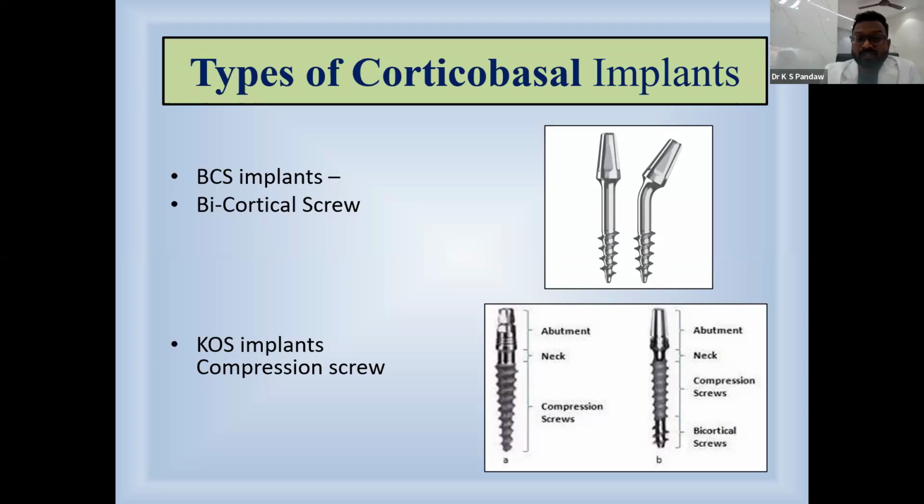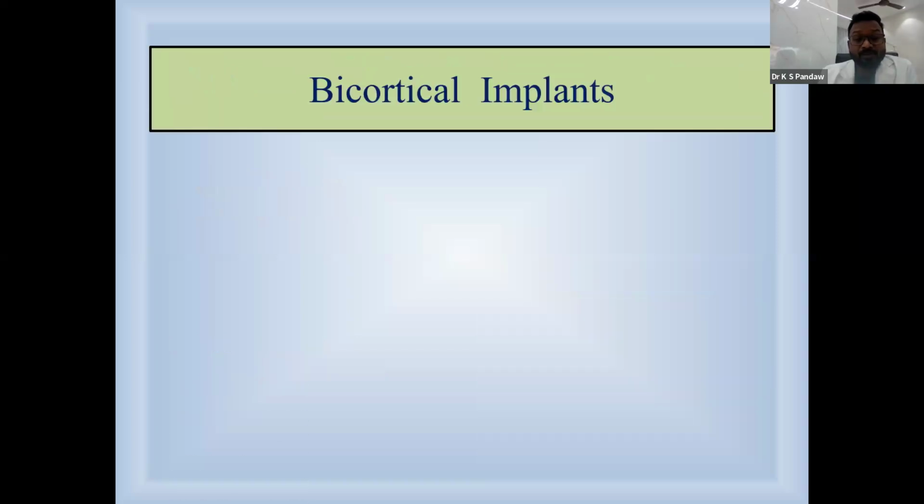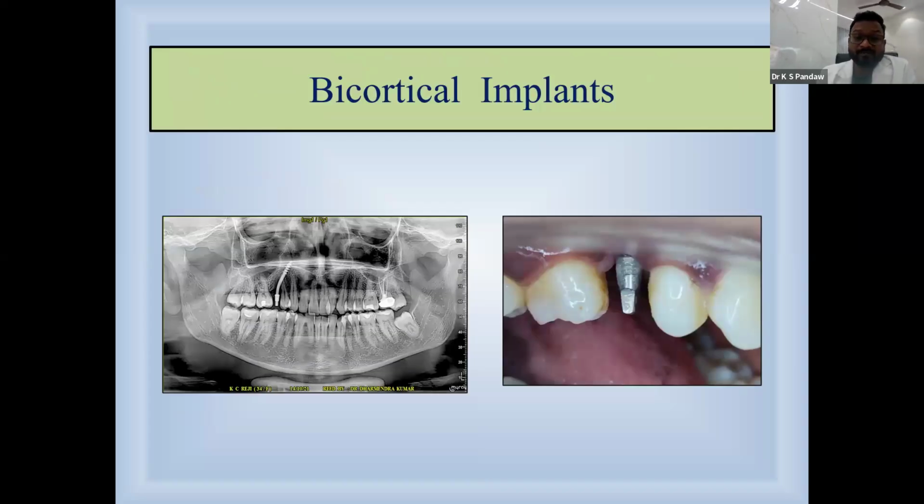Conventional implants are rough surface, two-part, two-piece implants where we can give screw-retained prostheses. But the cortico-basal implants are smooth surface, one-piece implants, so we can give only cemented prostheses. We can use the cortico-basal implant for immediate functional loading, and the conventional implant we mostly use for delayed loading. So that is the basic difference between the conventional and the bicortical implants.